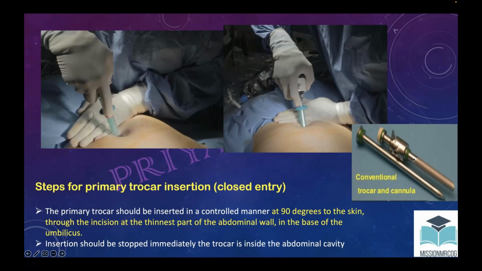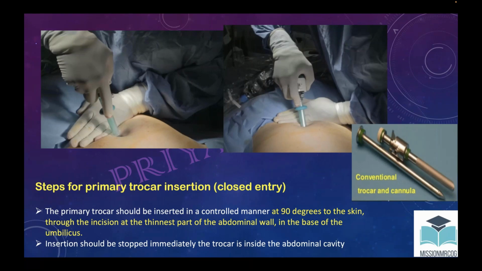This will be inserted here. You already know that. After that, primary trocar insertion, again there is a safety. It should be inserted in a controlled manner, 90-degree to the skin. So you have to speak these terms. It has to be done after stabilizing the abdominal wall in a controlled manner, 90-degree to the skin.